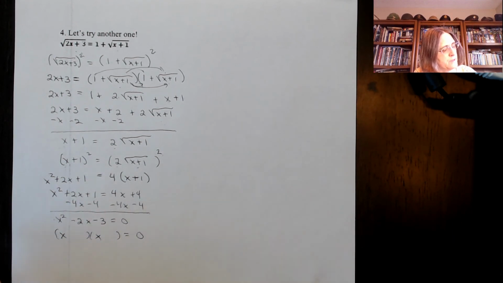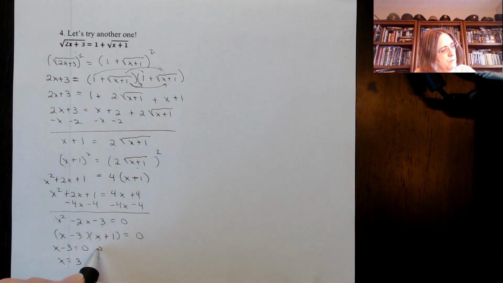x times x for x squared, negative 3 times 1 to get the negative 3. And those two, in the inner and the outer terms, add up to negative 2x. So we have two possible solutions. We have x minus 3 equal to 0, so x is 3. Or we have x plus 1 equals 0, so x is negative 1. Now let's go back and check our answers. Again, the check has to be done in the original equation, before the squaring process occurs.